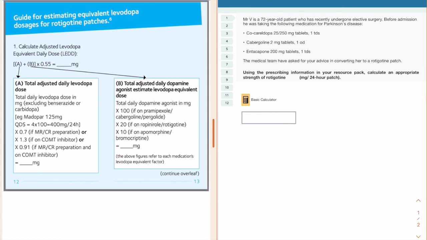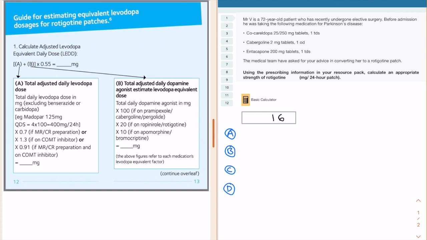Right, so the answer to this question is 16 milligrams. So let's take a look and tackle the question again using the same principles we've just been learning and using. So again, we're going to use our 4-stage process. So we're going to list down A, B, C and D.